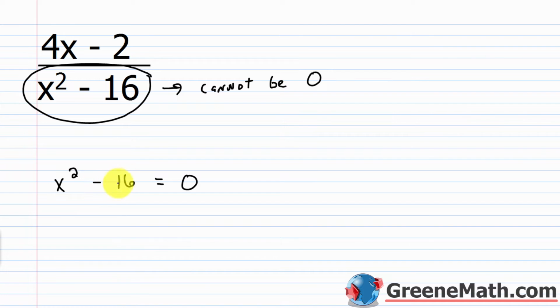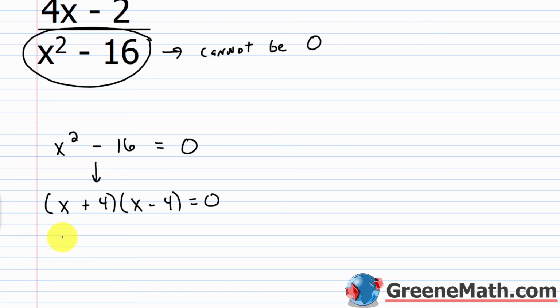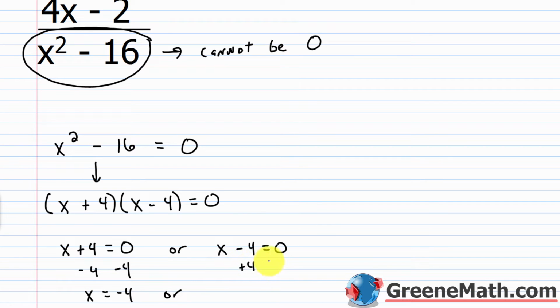So we have x squared minus 16 equals 0. We know this is the difference of two squares, so I can factor this as x plus 4 times x minus 4 equals 0. And we know from our zero product property that x plus 4 is set equal to 0, or x minus 4 is set equal to 0. If we solve these two equations, subtract 4 from both sides here, I get x equals -4. Or add 4 to both sides of the equation, I get x is equal to 4.